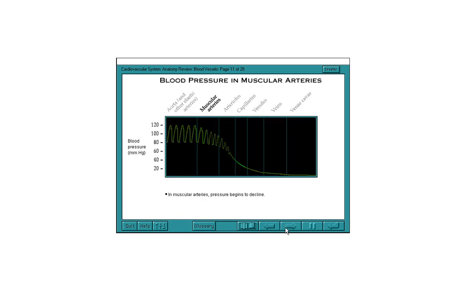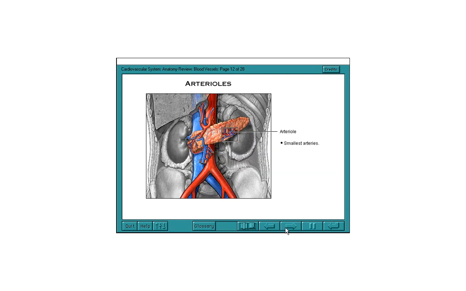In the graph of blood pressure in various vessels, note that the muscular arteries experience some decline in pressure. Arterioles are the smallest arteries. The larger arterioles have all three layers, but their tunica media is mainly smooth muscle. Click the box to see the smallest arterioles.